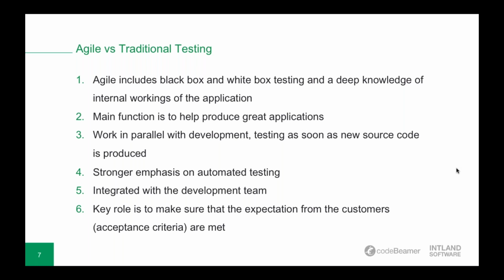Agile testing is very integrated with the development team, like I said, so they work strongly together, while QA and testing in Waterfall is a completely separate team from development. Then in Agile, the key role is to make sure that the expectations from the customers are met, or these acceptance criteria, as they're called in Agile. While in Waterfall, there's not much interaction with the business or the customer, and their purpose is to make sure that the application meets whatever is specified in that requirements document that they write, usually at the beginning of the development.